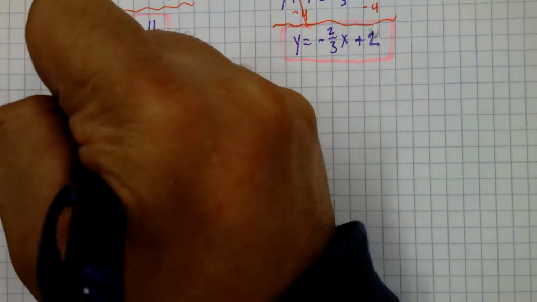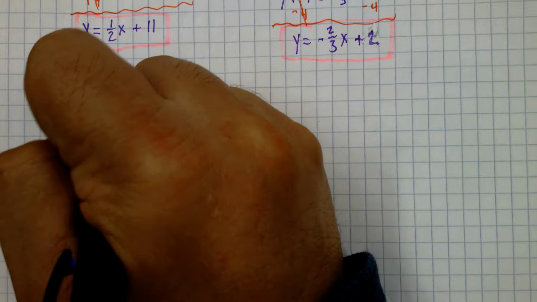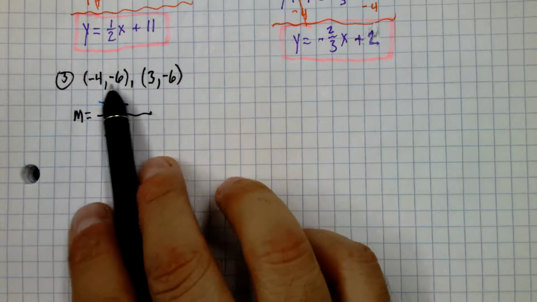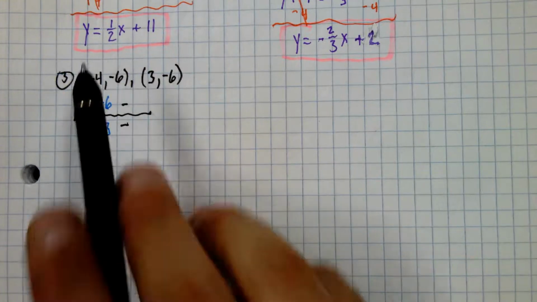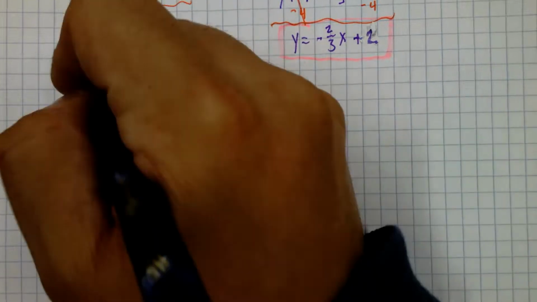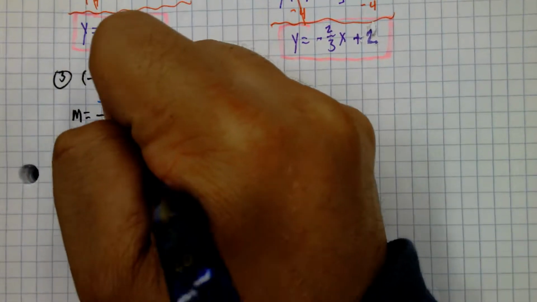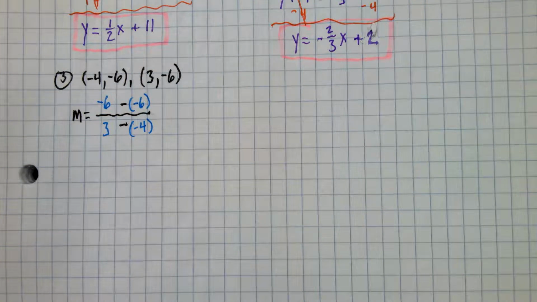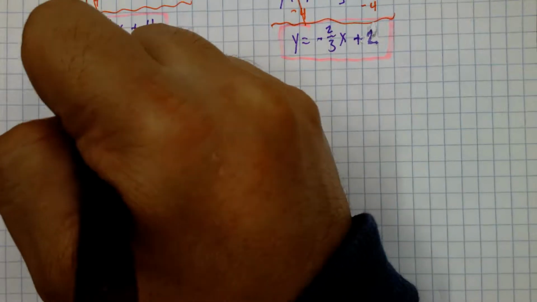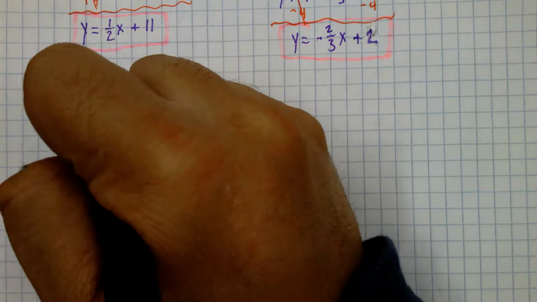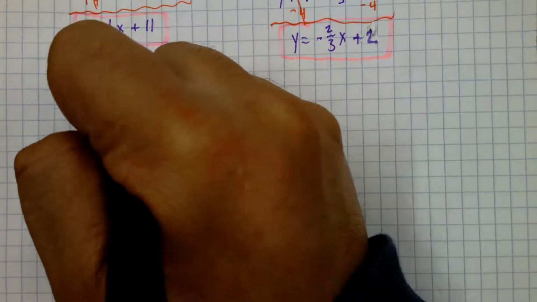-6, that's the y value. 3, the x value, goes on the bottom. Do the same thing with your second ordered pair. -6 goes on top. -4 goes on the bottom. We can do a little bit of keep change opposite. Anytime I see negatives, I do keep change flip. Keep change opposite.